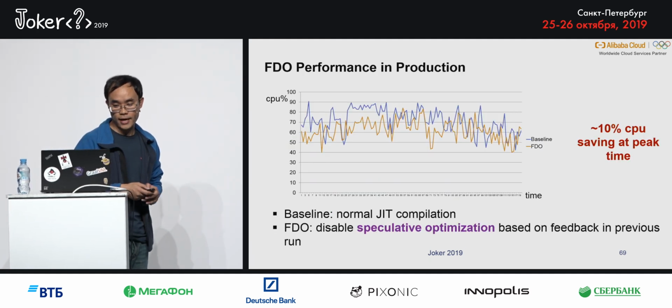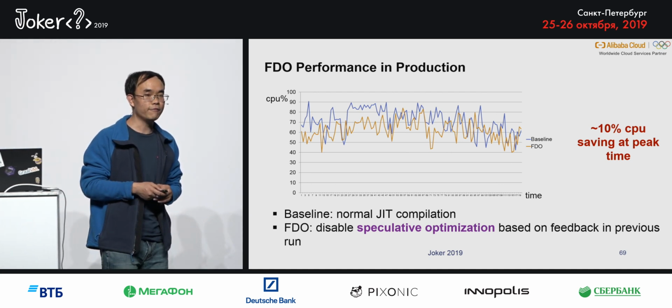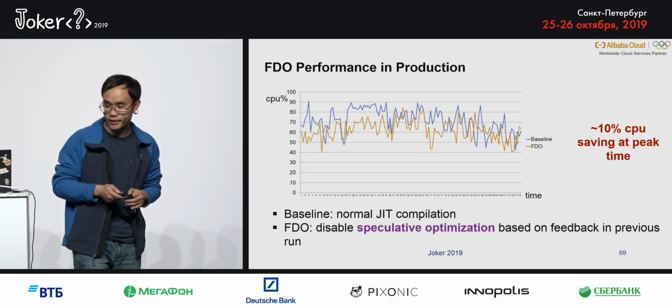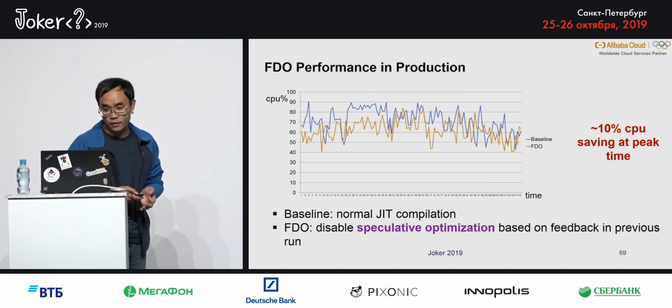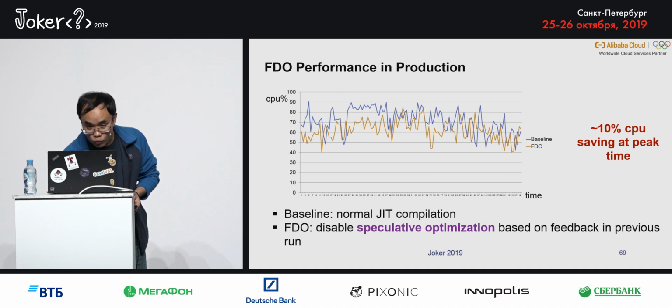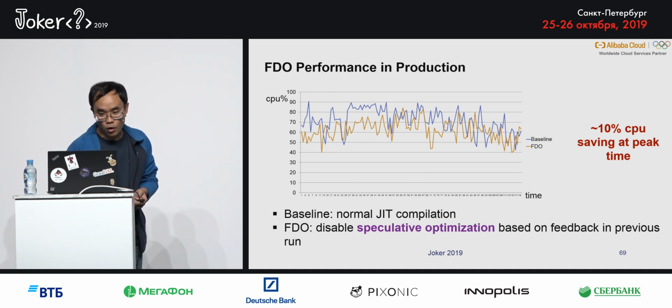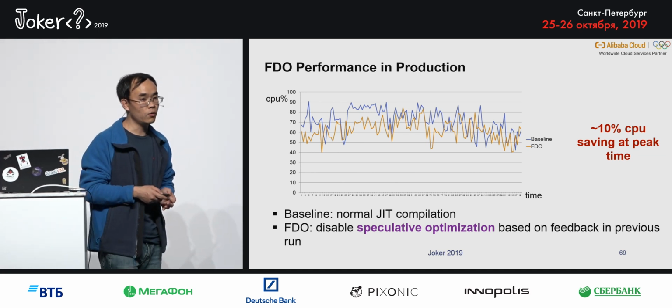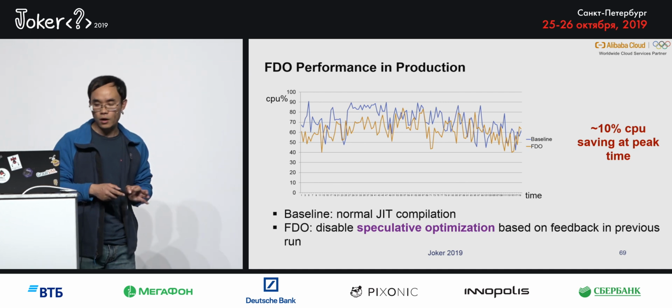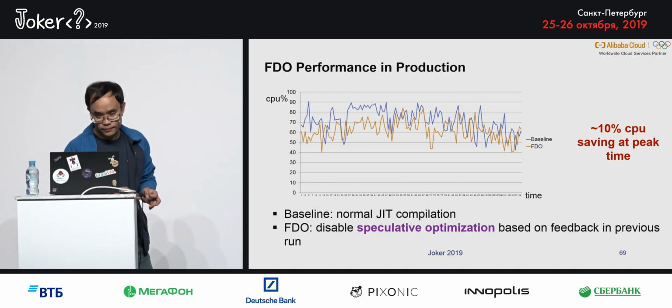So by using FDO compilation policy, you can see these results. The blue line is the normal baseline, normal Z compilation. The orange line is with FDO enabled. With FDO enabled, you can see we can reduce CPU usage.